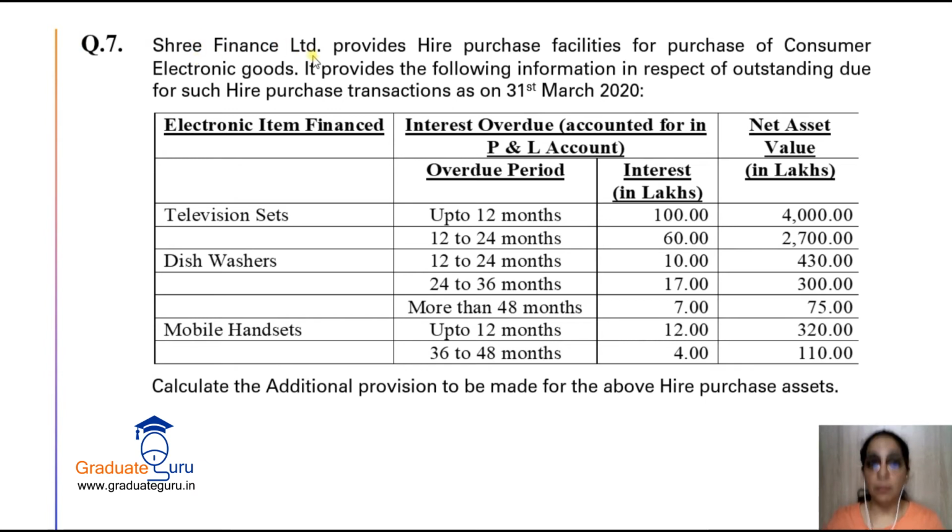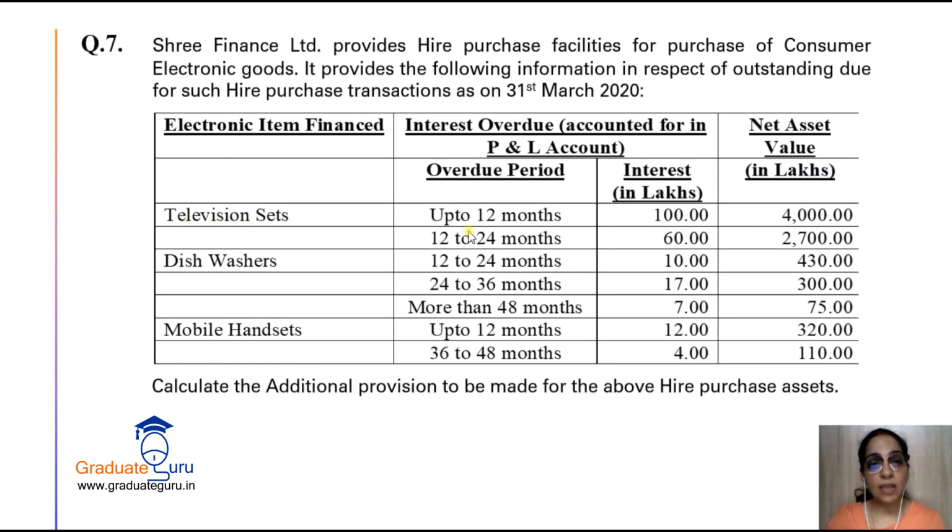Shri Finance Limited provides hire purchase facilities for purchase of consumer electronic goods. It provides the following information in respect of outstanding due for such hire purchase transactions as on 31st March 2020. So कौन से items बेचे हैं हमने, that has been given. Overdue period हमें दिया हुआ है. Interest कितना है उस overdue period पे वो दिया हुआ है. और what else has been given directly? Net asset value or net book value. That is the same thing, right?